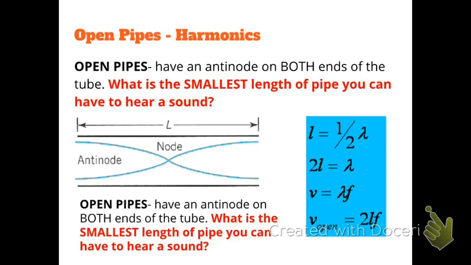Now let's look at this. What is the smallest length of pipe we can have to have a sound? Well, we can't do anything smaller than this shape, right? How much to get 2 antinodes? This part right here, that's half a wavelength. So the smallest length of a pipe that you can have and hear something is half a wavelength. So this right here is your first harmonic, because this is the first place where we hear something. This is your fundamental frequency.